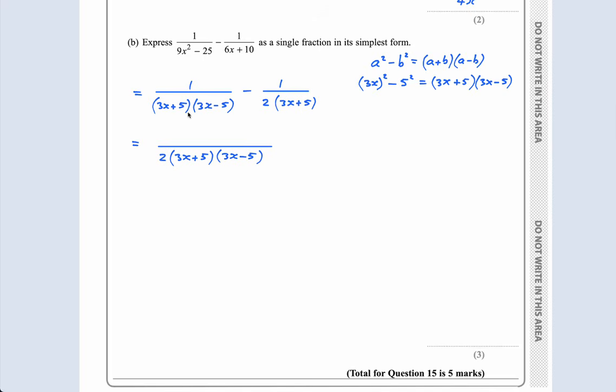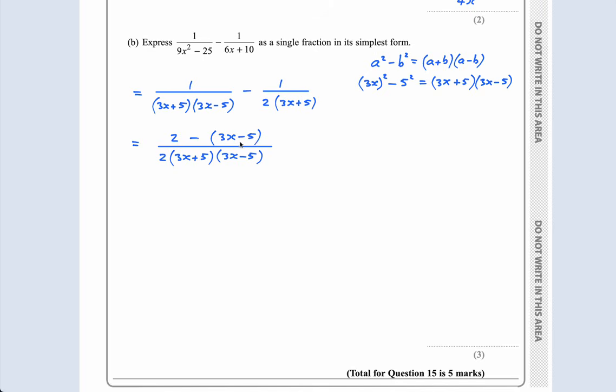Then I say, right, this is like equivalent fractions. What do I multiply this by to get this? Well, it's just 2. So I have to do 2 times 1 is 2. And then minus here. What do I multiply this denominator by to get this? Well, it's 3x minus 5. So I need to multiply the top by 3x minus 5. Now be careful, there's a minus here. So I need a 3x minus 5 in brackets there.